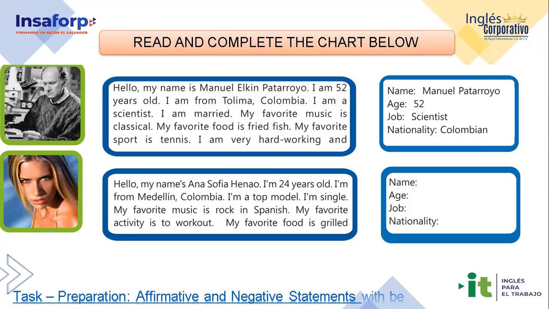Hello, my name is Ana Sofía. I'm 24 years old. I'm from Medellin, Colombia. I'm a top model. I'm single. My favorite music is rock in Spanish. My favorite activity is to work out. My favorite food is grill. Okay, good. Brian, go ahead.